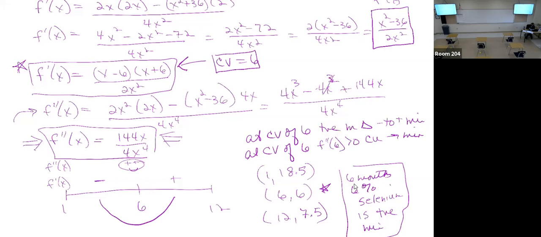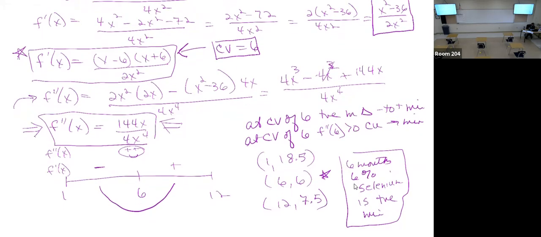Okay, so then my statement is, at the critical value of 6, the slope changes from negative to positive, which gives me a minimum. And at the critical value of 6, the second derivative of 6 is greater than 0, and therefore it's concave up, which also gives me a minimum. So remember, you have to talk about concavity for the second derivative and slope for the first derivative.